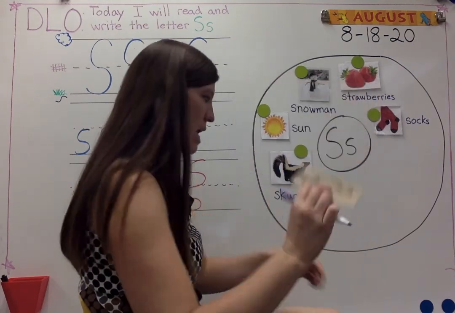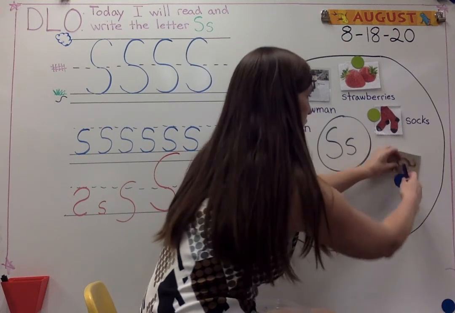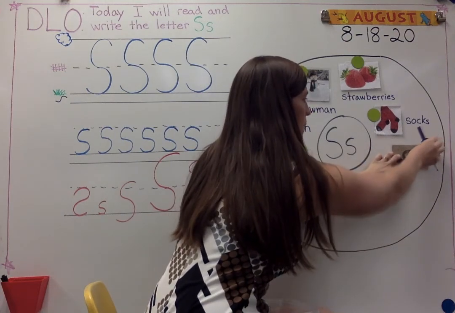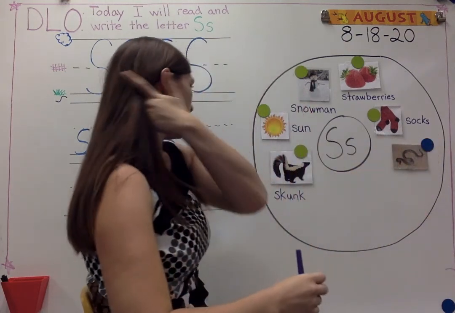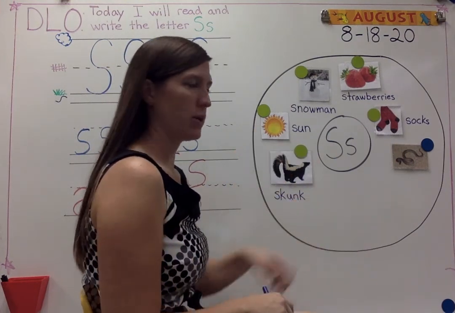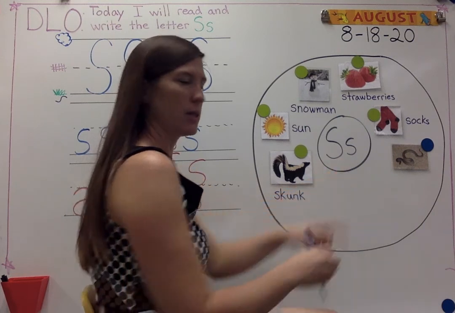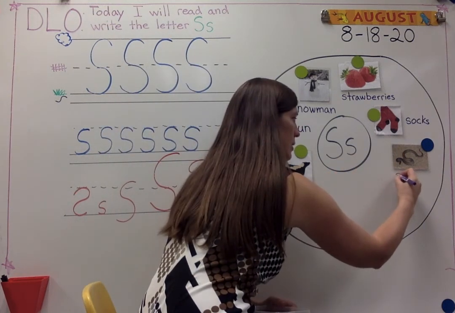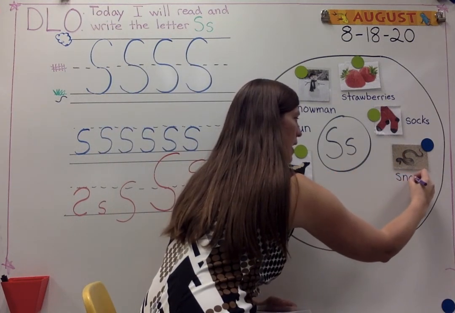Ooh, what's this little creepy crawler? A snake. Just like Sammy Snake, but I think Sammy Snake is a happier snake. Now, snake. What's the initial sound? S. What letter says S? Snake.